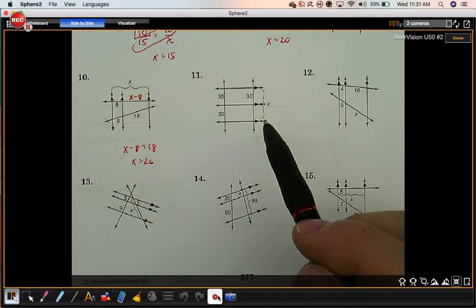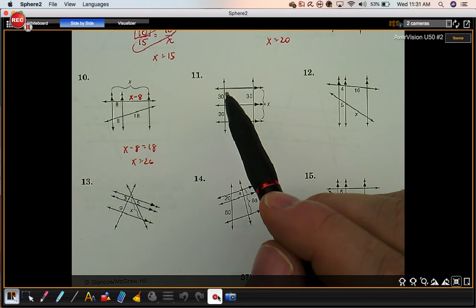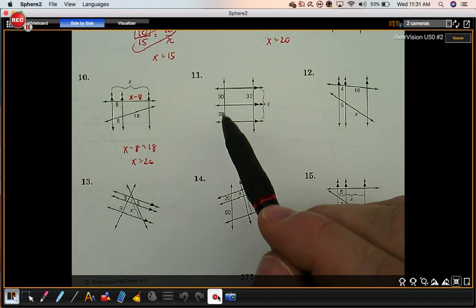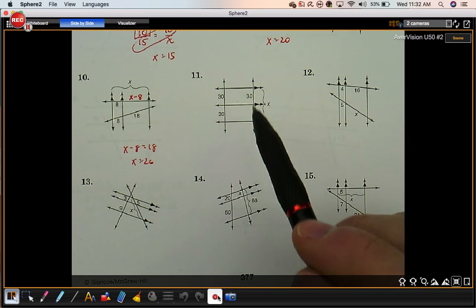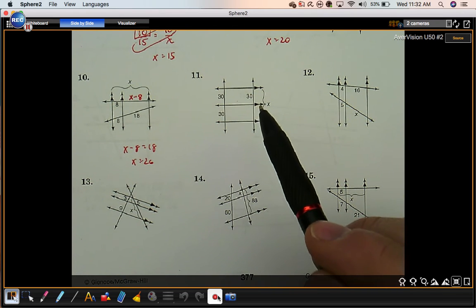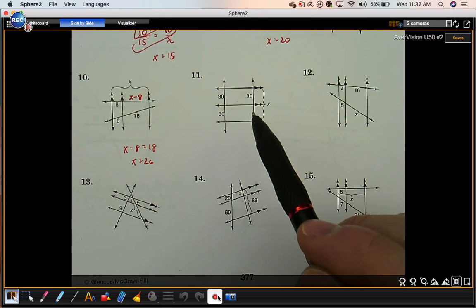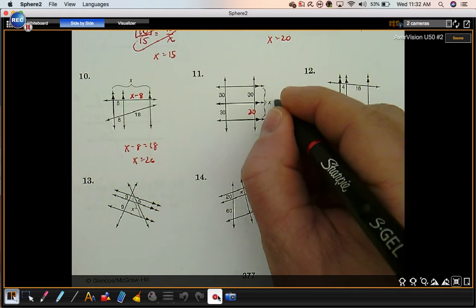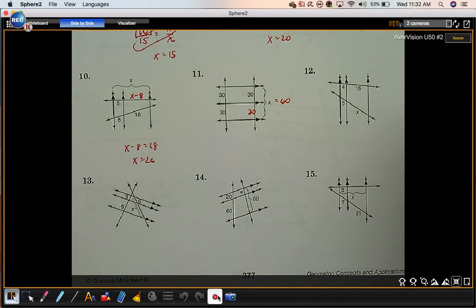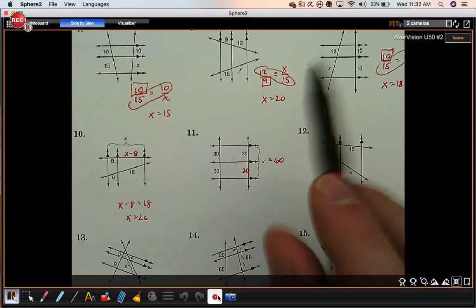Same thing's happening here. These cut off segments that are congruent, so these segments are going to be congruent. Remember, that's a theorem that we have. I think it's theorem 9.9 maybe. So if that's 30, that's 30. So what's the value of x? Got to be 60. 12 is a simple one, just like these up here.